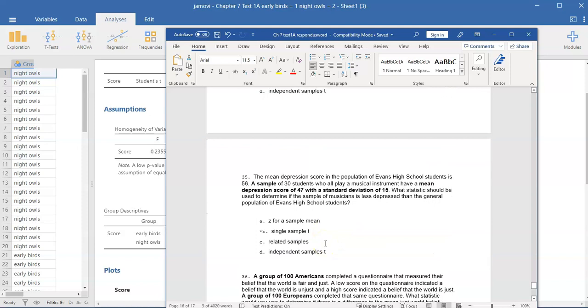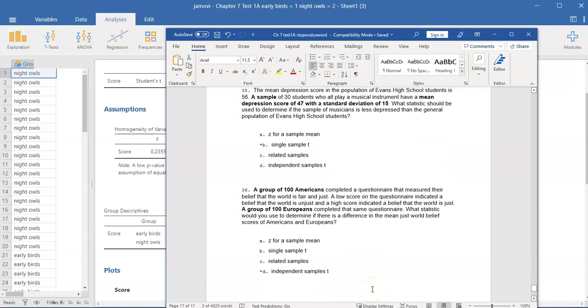Next one's a single sample t because you have just one sample mean, but you do not know the population standard deviation. So this is why it's different from the previous one. In the previous one, you knew the population standard deviation, so you could use a z for a sample mean. But in this case, you don't know the population standard deviation, and you're comparing one sample mean to some other value, so it's a single sample t.